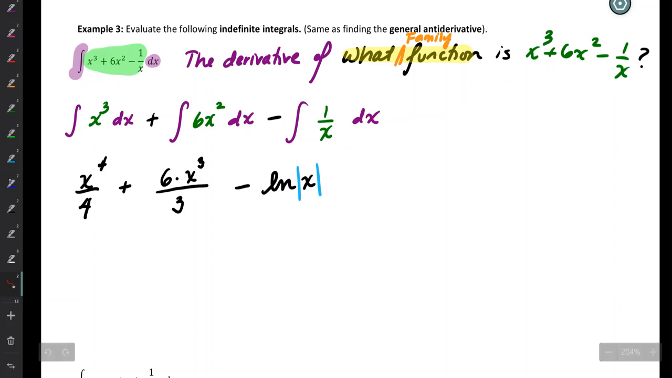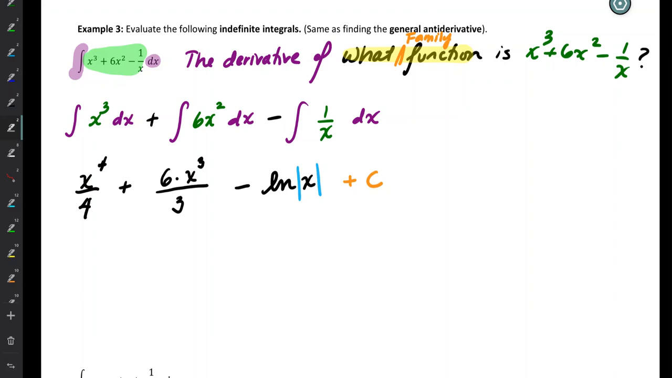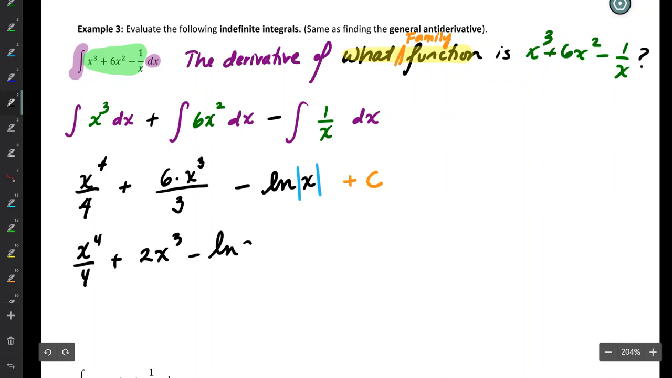What have I forgotten? My plus c. Right? Here is my answer, and we can go, oh, let's actually simplify. 6 divided by 3 is a 3. But this is my answer, and we can always check by differentiating. X to the 4th over 4 plus 6 divided by 3 is 2x cubed minus ln, not just x, but ln absolute value of x plus c. We are done.